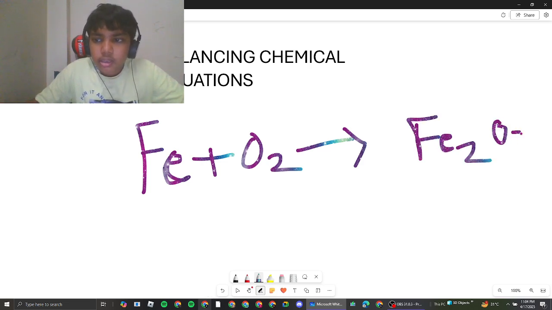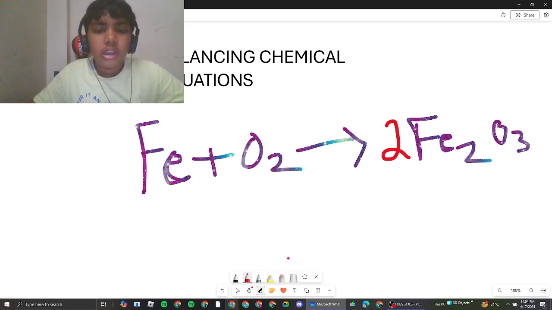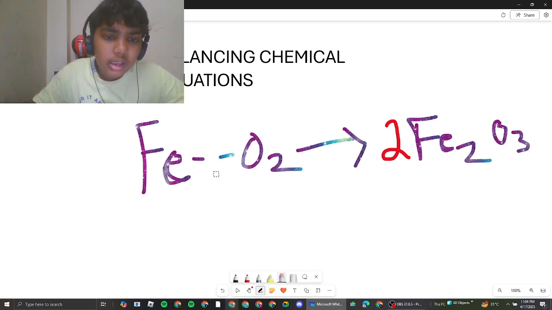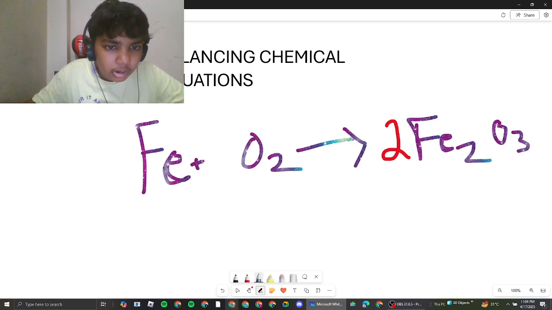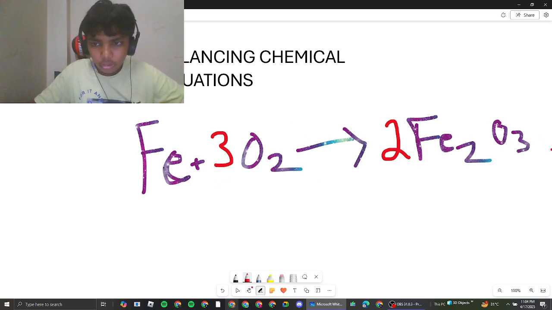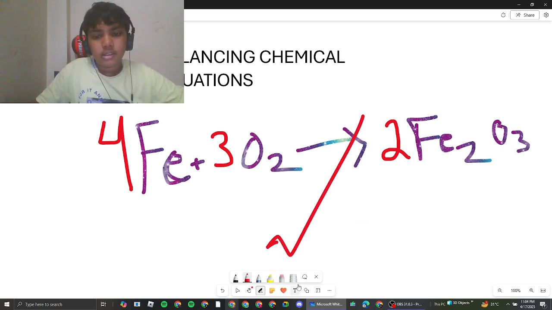Fe2O3. Now, let's make the oxygen 6 first. How can we do that? By adding 2, because 2 into this will be 4 atoms, but if you multiply by this, it will be 6 atoms. So on this side, you would want to add a coefficient of 3. You would want to add 3 O2 because it'll be 6. So this is equal. Now let's look at the iron. This is 4, this is 1. Just put a 4. Simple. And yeah, this is balanced as well.